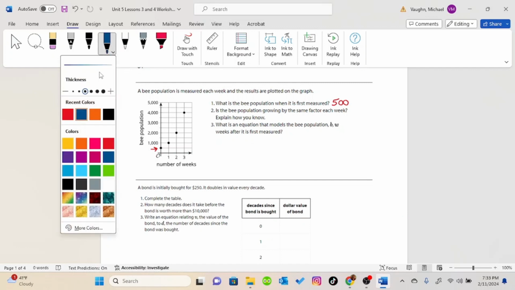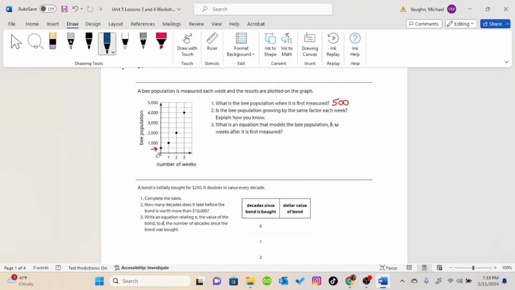Number 2, is the bee population growing by the same factor each week? Explain how you know. Remember that a factor is what you multiply by each time. So from the initial measurement to 1 week, we went from 500 to 1,000. So that would be times 2.